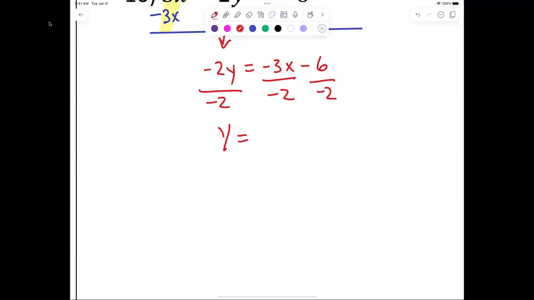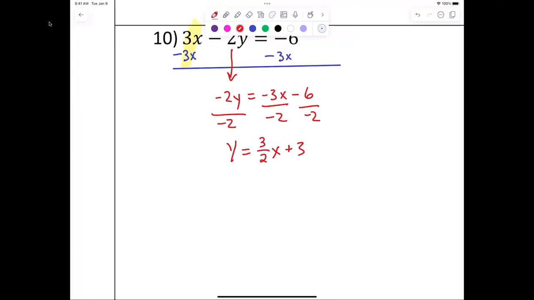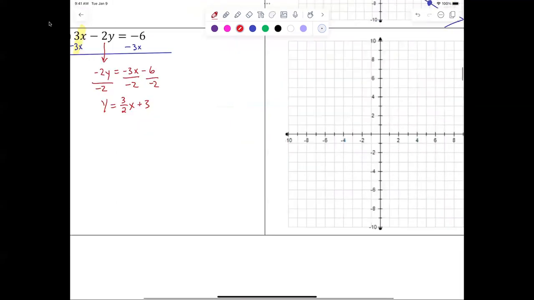So y is equal to 3 over 2x plus 3. Negative divided by negative is a positive. Come on. Divide everything by what? Negative 2. Yes. I want you to graph it.